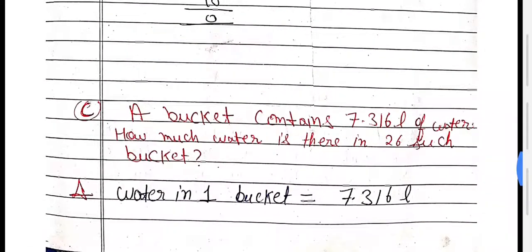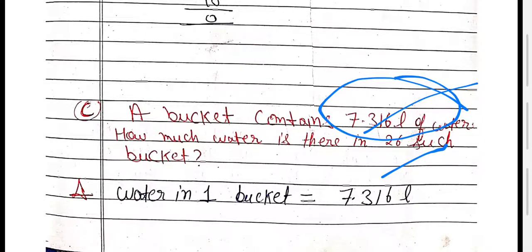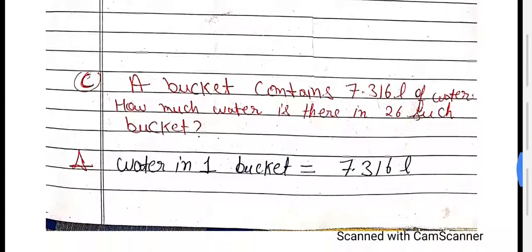Now come on to C1. A bucket contains 7.316 liter of water. How much water is there in 26 such buckets? Okay, in one bucket this is the quantity of water. How much water is there in 26 buckets? So in 26 buckets the water will be more. So you have to do what? In more you have to do multiply.